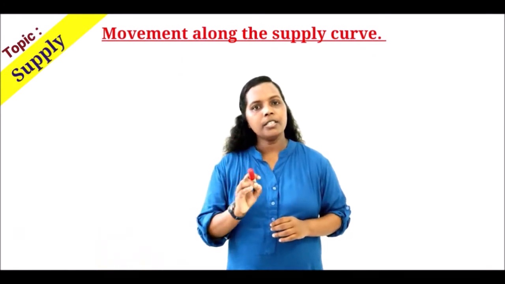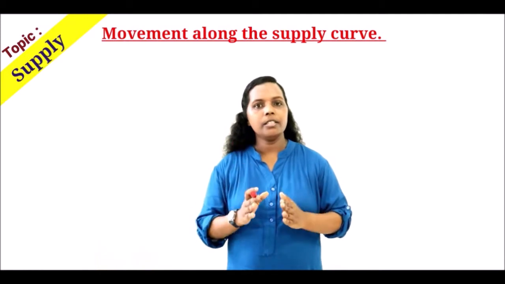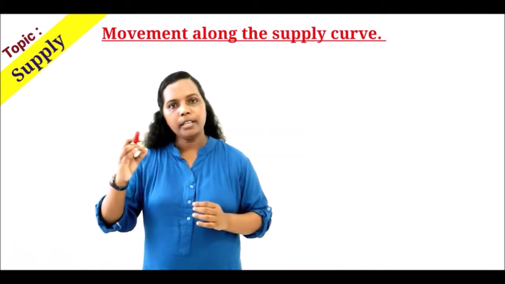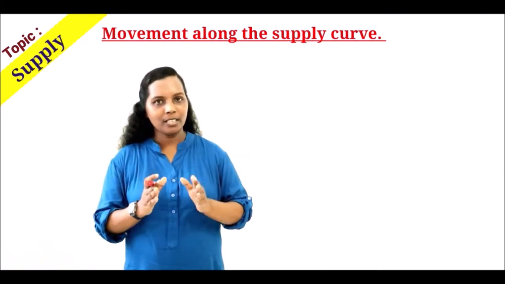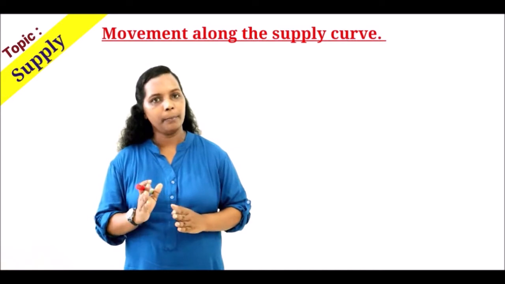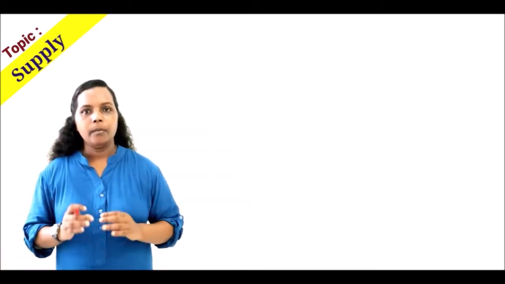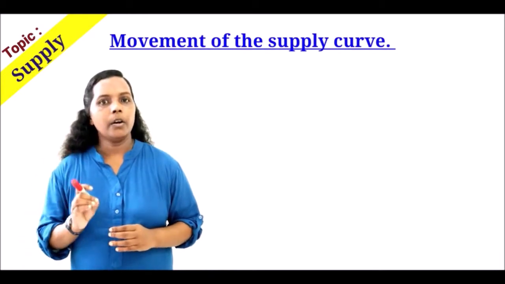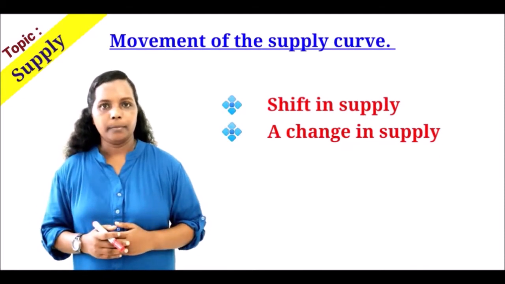Remember, the extension and contraction of supply is due to the changes in the price of the product. This is called the movement along the supply curve. Hope you understand the extension and the contraction of supply. Now, let's move on to the next step, the movement of the supply curve. It's also called shift in supply or a change in supply.